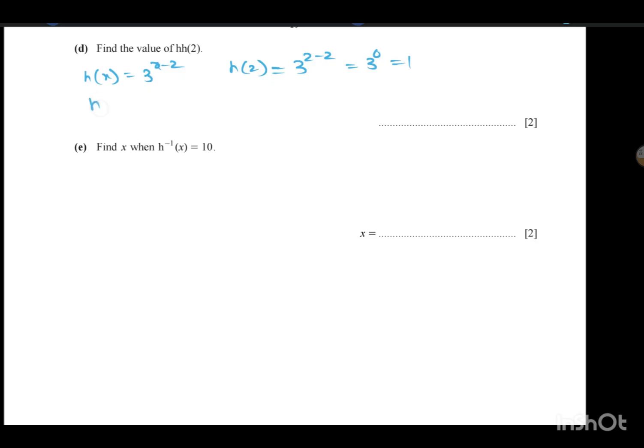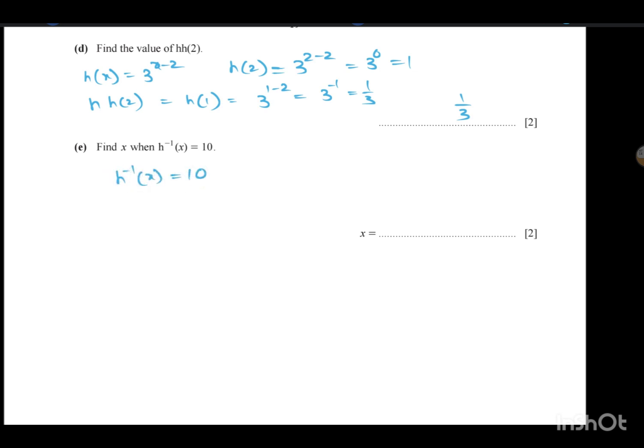Now we need to find h of h of 2. We already got h of 2 as 1. So h of 1 will be 3 raised to 1 minus 2. That is 3 raised to minus 1, which is 1 by 3. So answer is 1 by 3. Question number E. Find x when h inverse of x is 10. Now h inverse of x is 10.